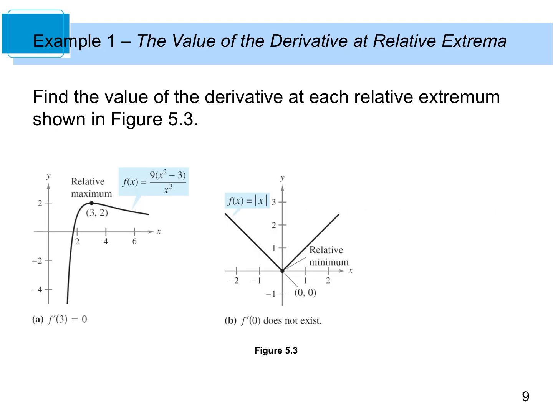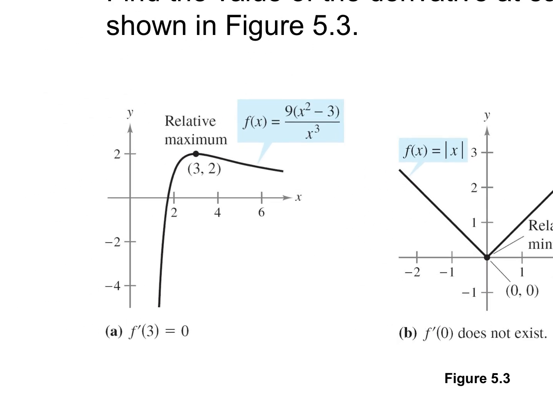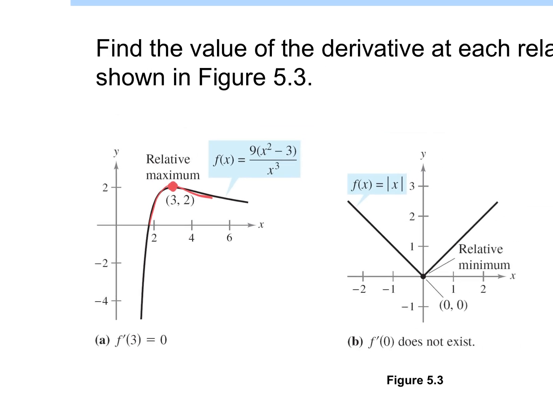Looking at example 1, find the value of the derivative at each relative extremum shown in 5.3. Here we have our relative maximum. That's where our graph goes from increasing to decreasing. It's this point here. It's asking us to find the value of the derivative at that point.